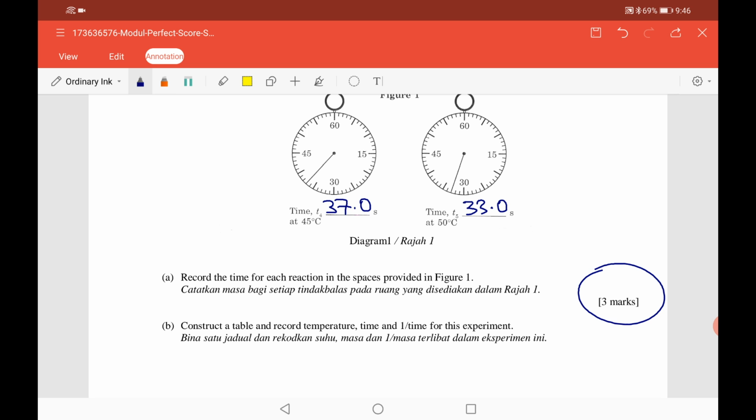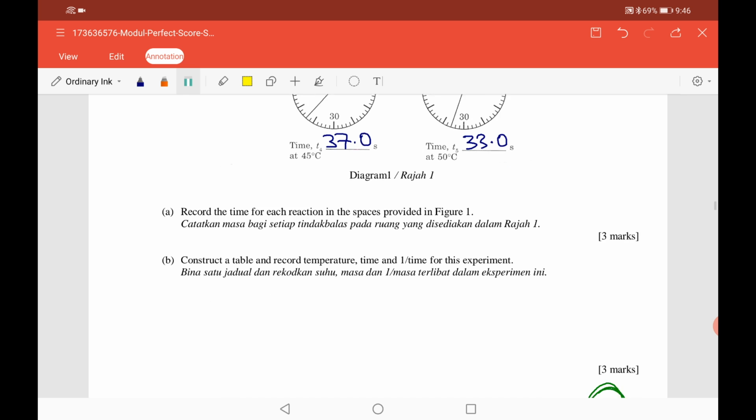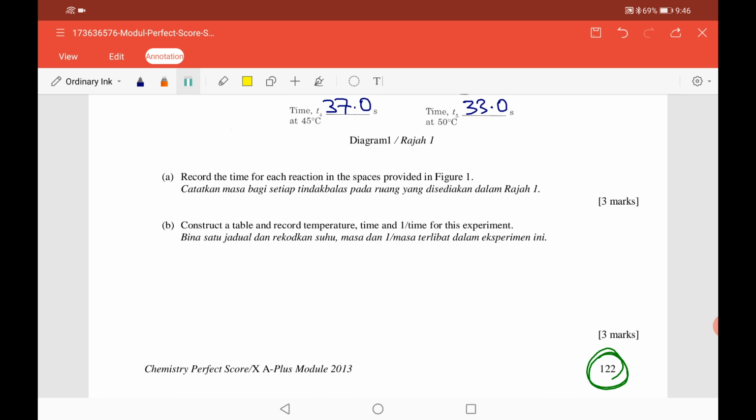Now I will go on and talk a little bit more before I go on with inference after this. Next one, now we are in question B. In question B, we need to construct a table to record temperature, time, and 1 over time. So there are 3 things we need to record here: temperature, time, and 1 over time. Let's see how we are going to do this table. You have the full freedom to set up your table. How you want to draw a table is all up to you. Let me show you how it works. I will draw a table like this.